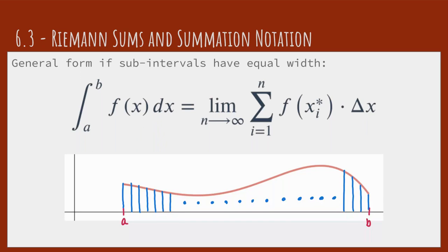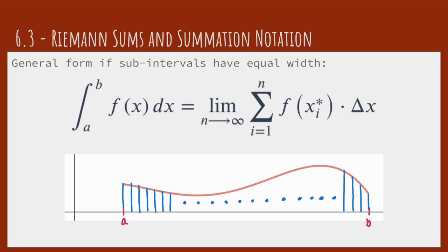Okay, so that's going to look like this. Notice that the i that I had here on the delta x is gone because delta x is going to be the same for every single rectangle. So by standardizing the widths of the rectangles, now we can just say the number of rectangles is going to go to infinity, and that's going to force delta x to approach zero.